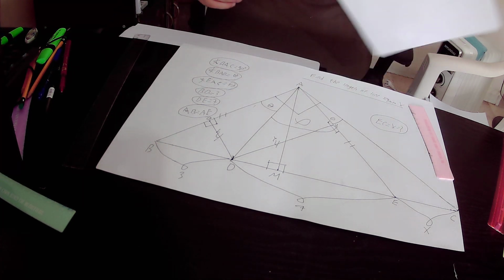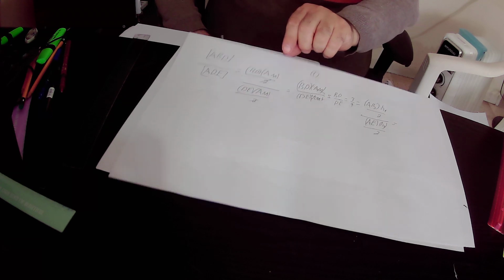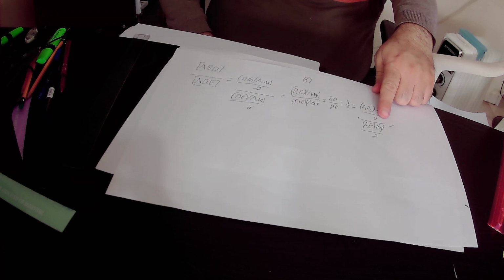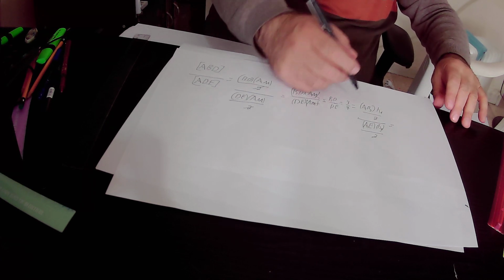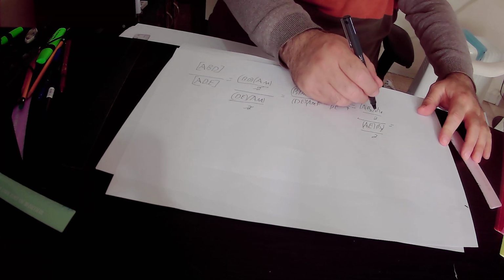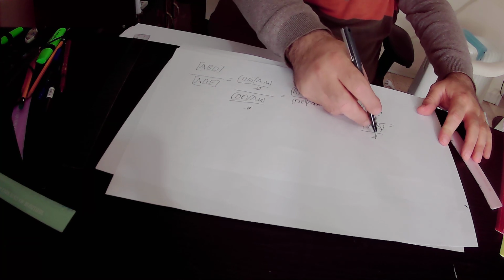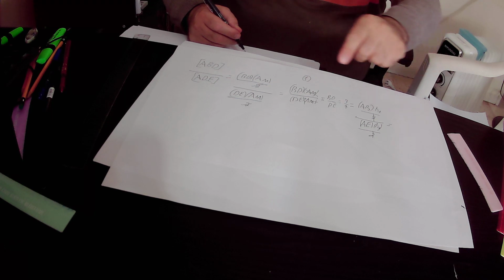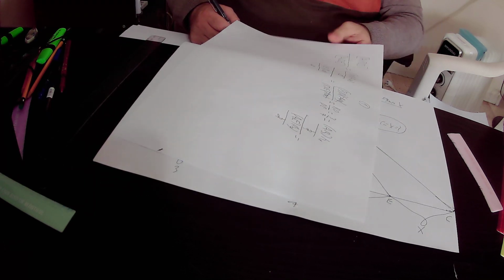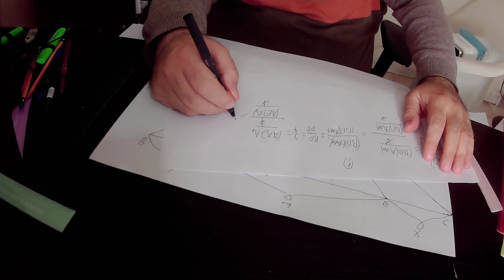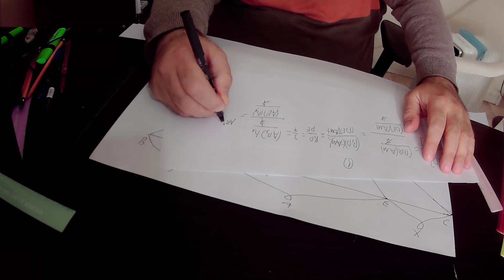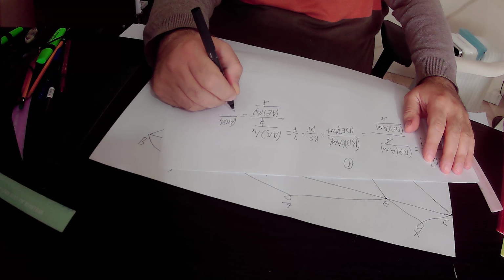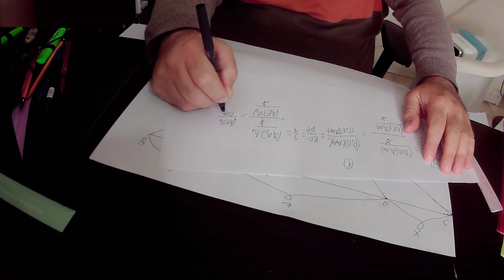So we found out that the area of triangle ADE is equal to the base AE times the height to the base, that is edge 2, over 2. Here we have 2 in the numerator and 2 in the denominator, so 2 will get cancelled. And what is left after we cancel 2 from this expression? It is actually AB times edge 1 over DE times edge 2.